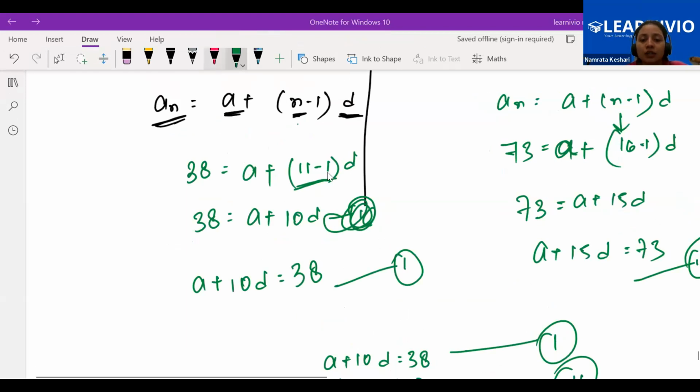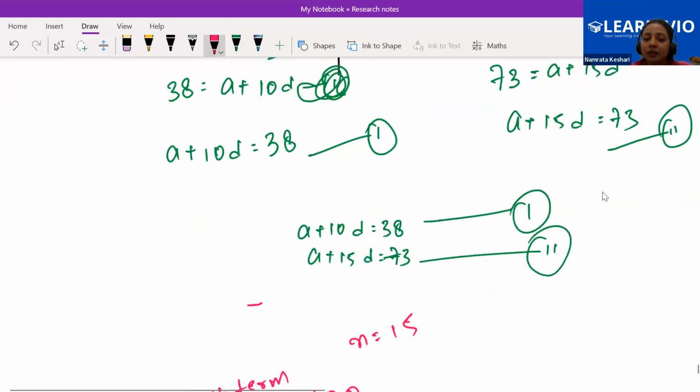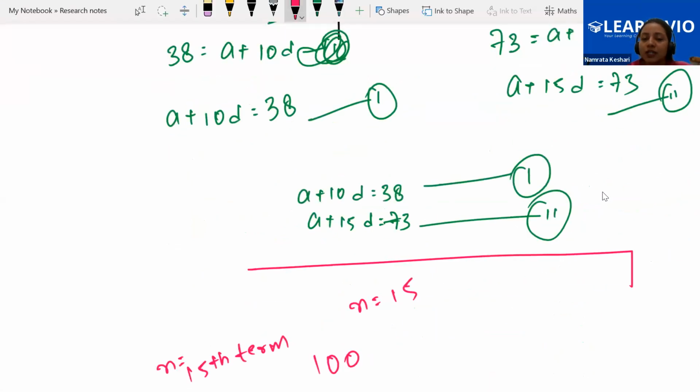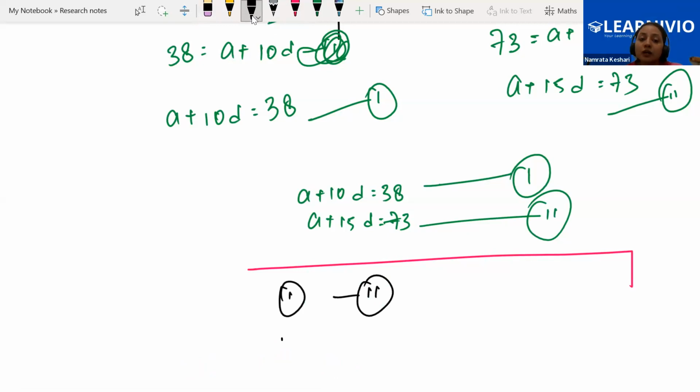Let's apply the method of elimination. a is already the same. Addition or subtraction? Who will tell me whether we are supposed to add or subtract these two equations? Subtraction. We have to do the subtraction because a is already the same. If we subtract, then only we will be able to eliminate a from these two equations. So equation 1 minus equation 2; you can also take equation 2 minus equation 1, it doesn't matter, but write the sequence properly the way you have taken.